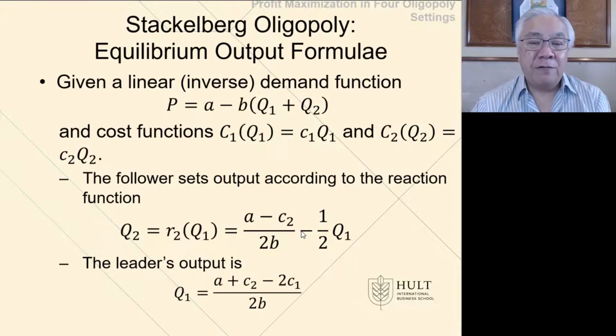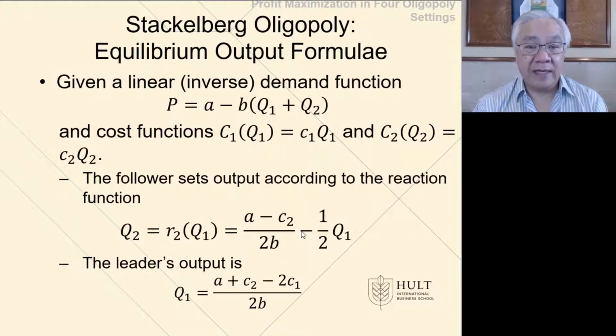Here are the formulae for Stackelberg oligopoly. So we have a demand curve and cost function, which leads to the quantity based on the reaction functions of both the leader and the follower. So we'll do a quick exercise using these relationships.